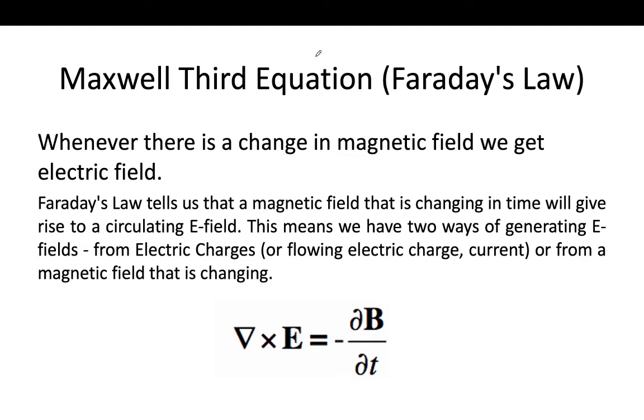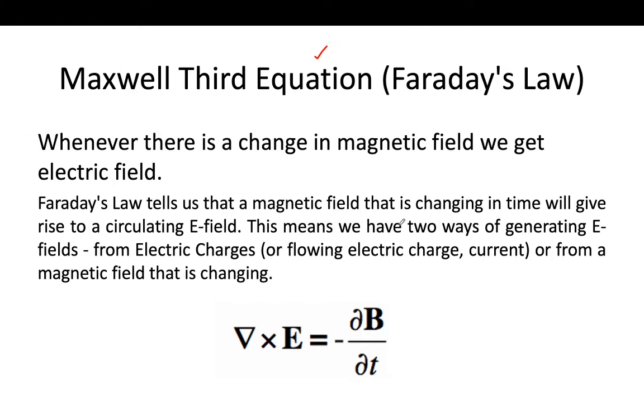Now talk about Maxwell's third equation. Maxwell's third equation is related to Faraday's law. Whenever there is a change in magnetic field, we get electric field. Faraday's law tells us that a magnetic field that is changing in time will give rise to a circulating electric field. This means we have two ways of generating electric fields: from electric charge or flowing electric current, or from a magnetic field that is changing.